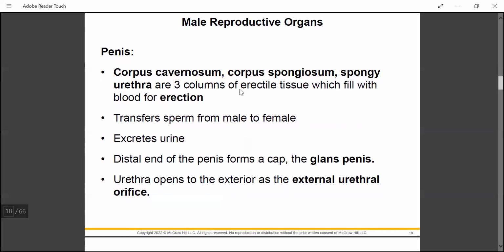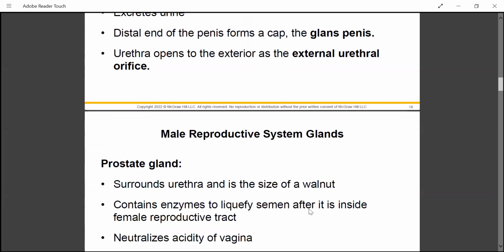The penis itself, we're not going to really get into the details of the different portions, but there are kind of three different sections of erectile tissue that are going to fill with blood when an erection occurs. And so the whole goal of the penis, or the purpose in the male reproductive system, is to be able to transfer sperm from the male system into the female system. Of course, it also has the urethra, so it excretes urine as well. The distal end, or the head of the penis, is known as the glans penis. And then the external urethral orifice is where the actual opening to the exterior environment is.